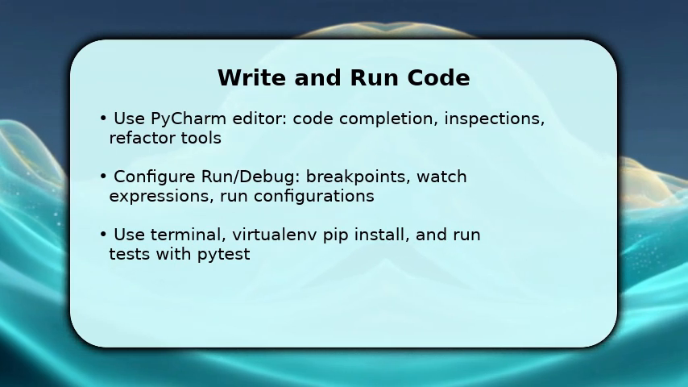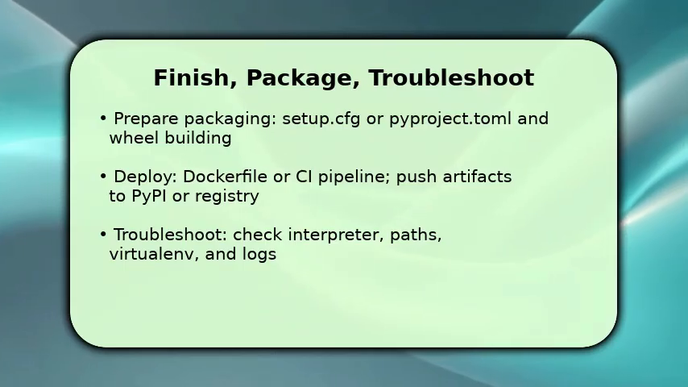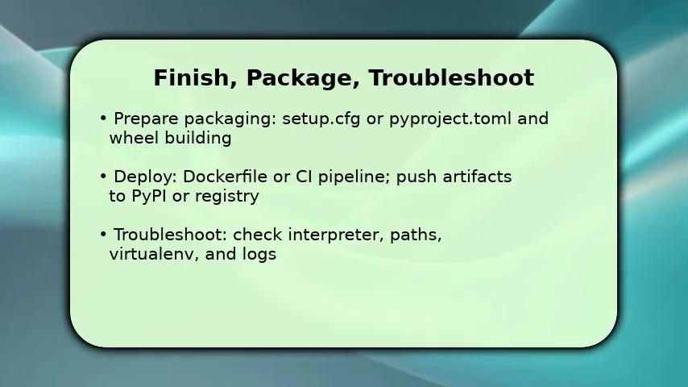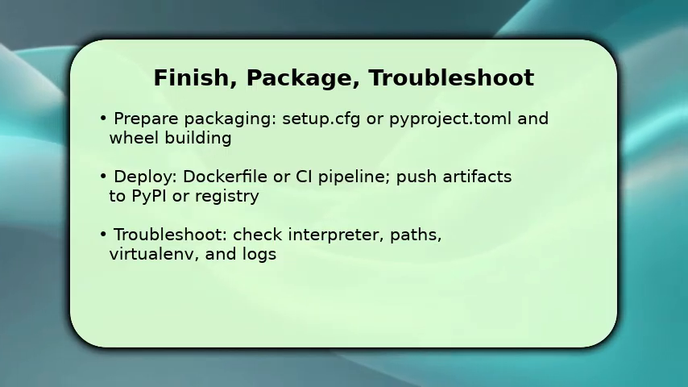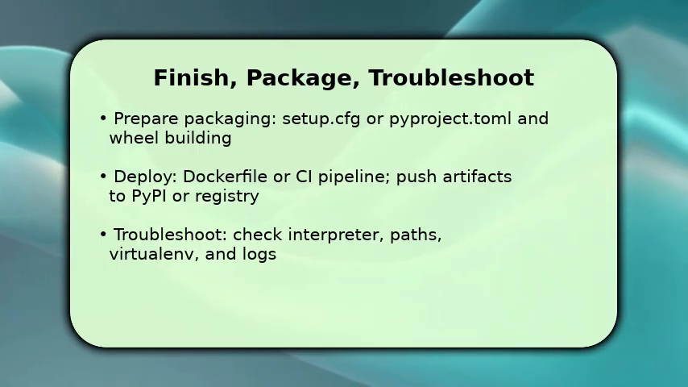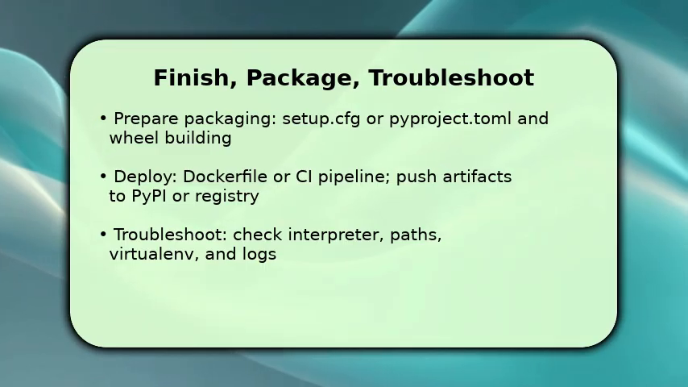It avoids big rewrites and surfaces runtime issues sooner. You finalize by preparing packaging and deployment. Create setup.cfg or pyproject.toml, build a wheel, or add a Dockerfile for containerized runs. Configure CI to run tests and publish artifacts, and make sure your run configurations point to packaged entry points.